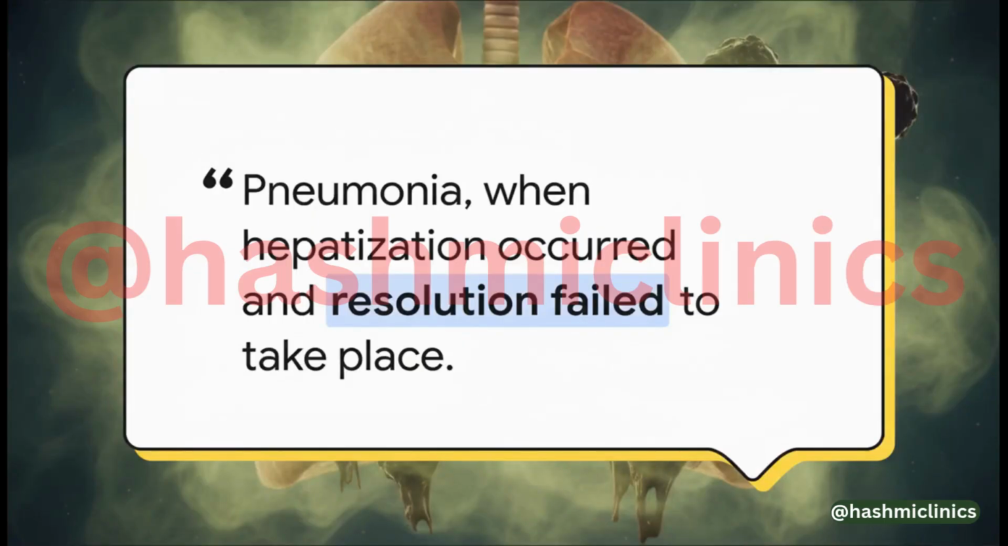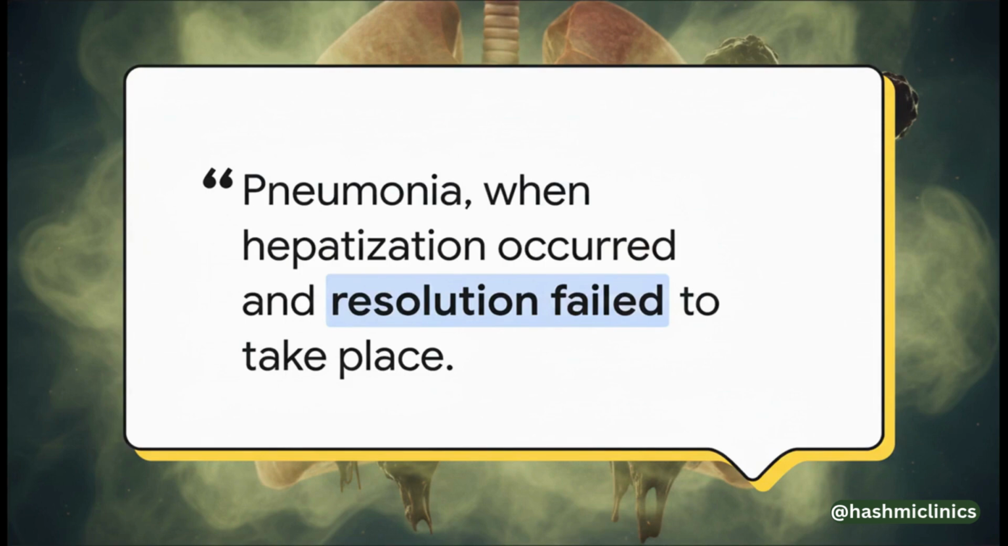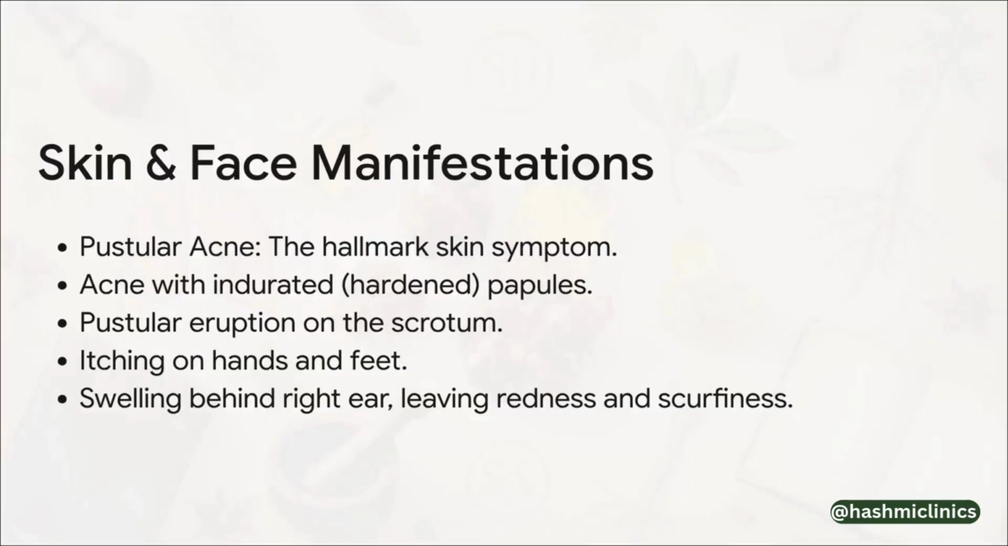Clinically, this is a vital indication. This is your go-to remedy for pneumonia where resolution just fails to happen. The stage of hepatization becomes chronic and the lungs simply won't clear. The acute phase is long over, but the patient is left with this lingering, unresolved congestion. This is its classic territory. And the skin symptoms perfectly mirror the internal state.